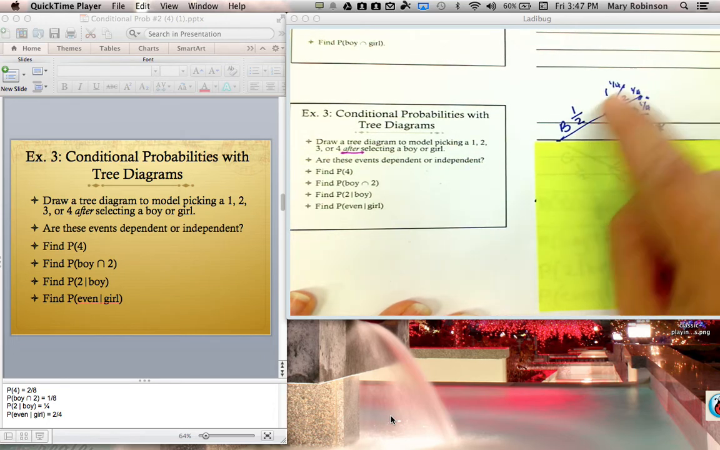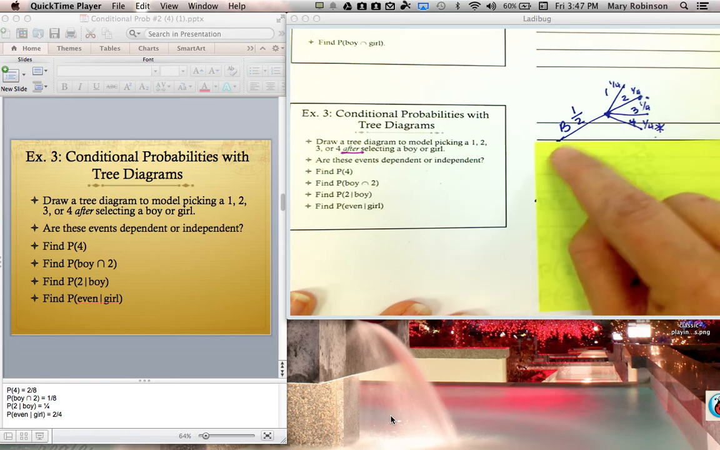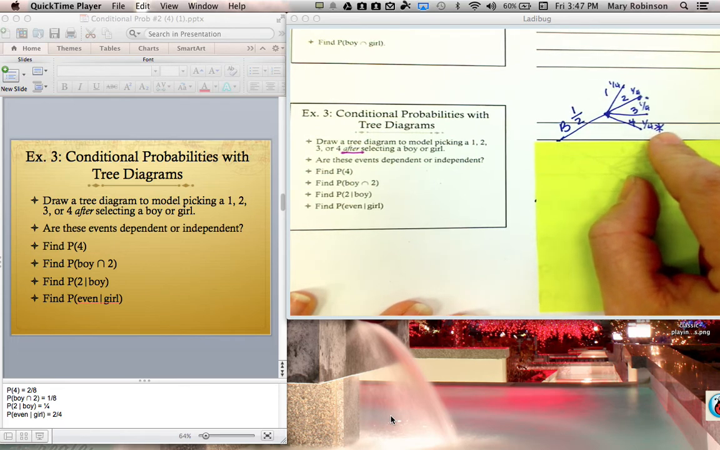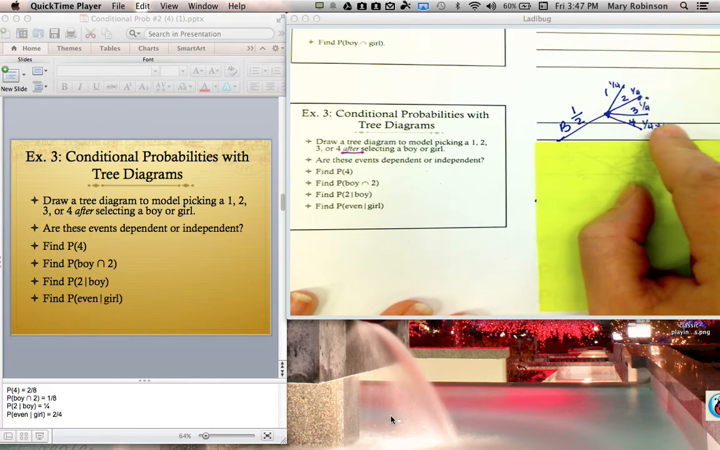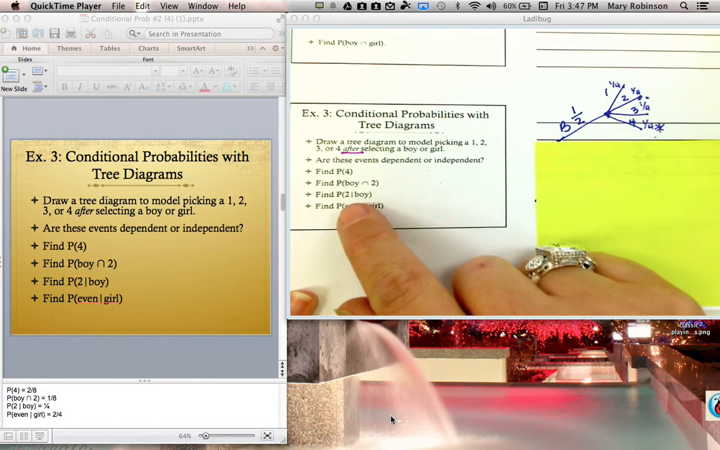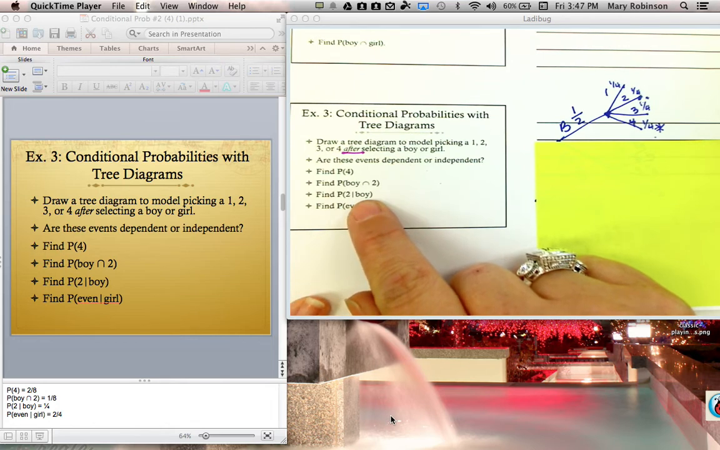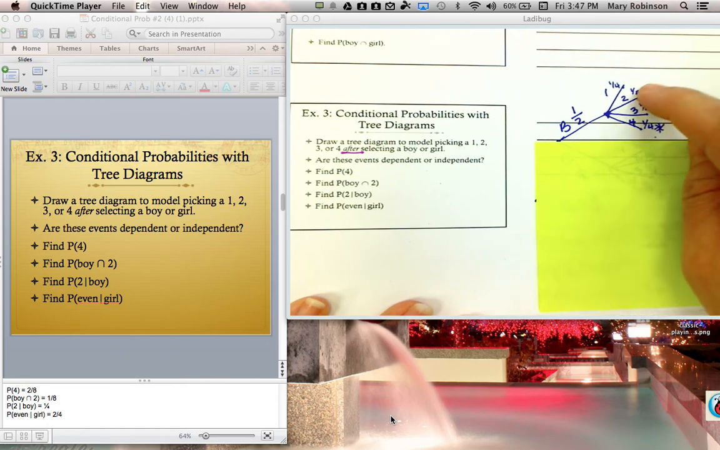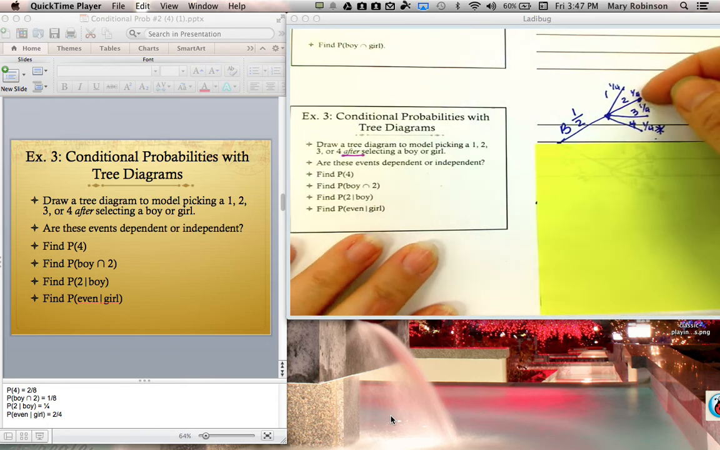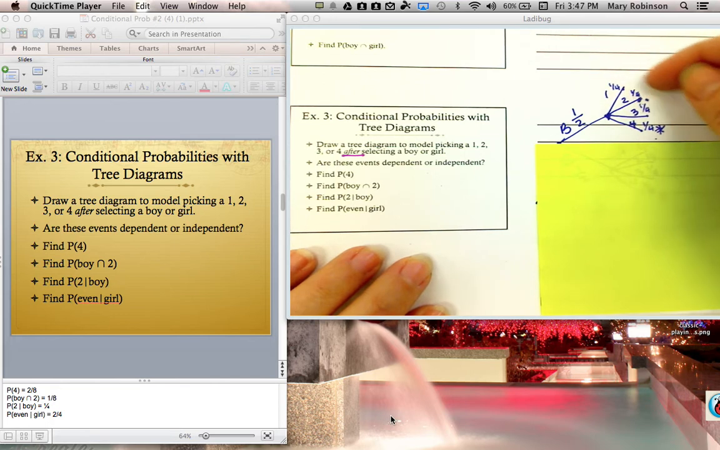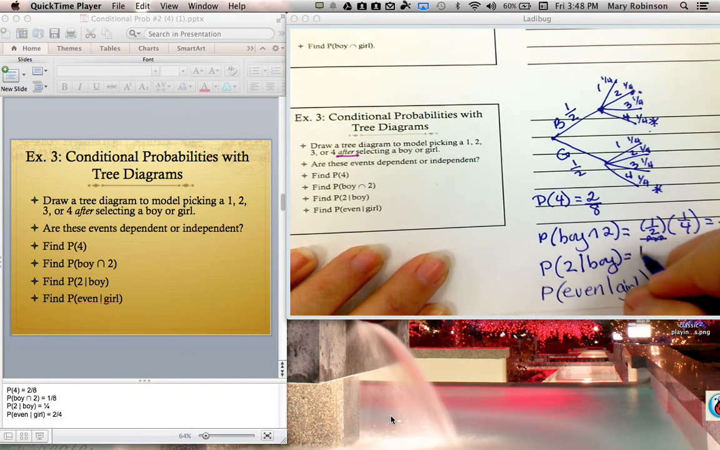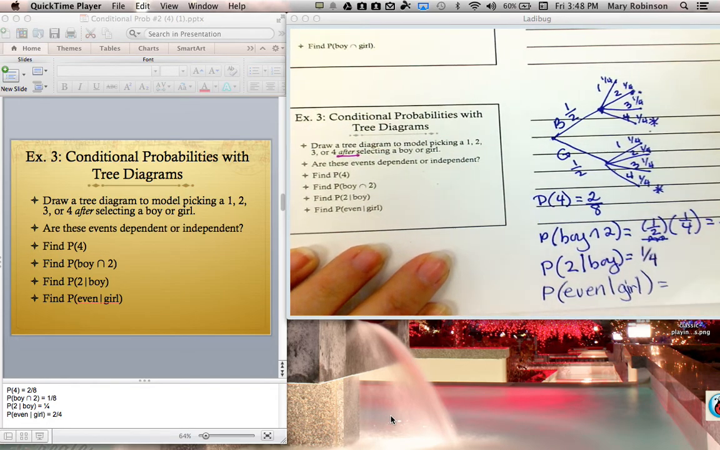We have boy 1, boy 2, boy 3, and boy 4. So now that we only have 4, that 4 will become the denominator, since that's our new sample space size. Finding the probability of 2 given that they're a boy means you know that there are 4 possibilities. What is the probability of choosing 2? There's only one option that has 2 out of the 4. So the probability of 2 given boy is 1 out of 4. No multiplying necessary.